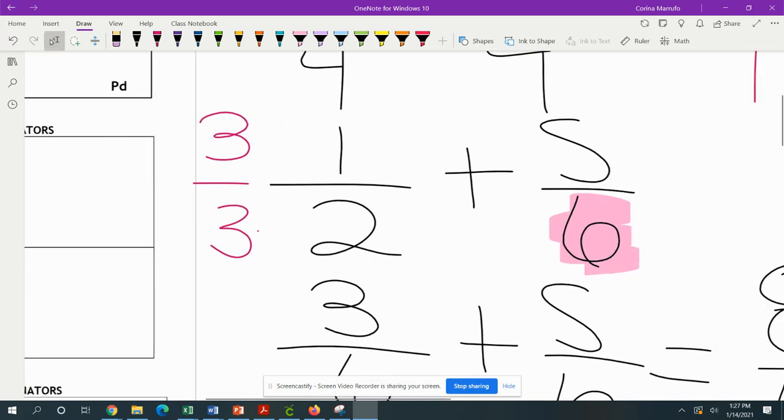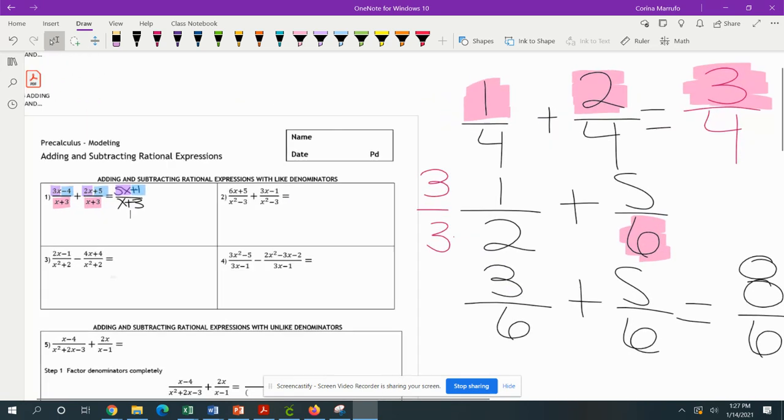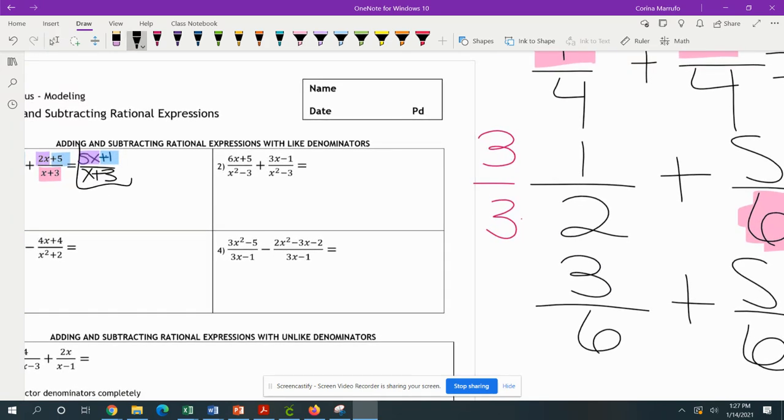Just like over here, when we were adding these, we don't write the 4 twice. We just write the 4 once. That's your common denominator, okay? And that's it. That would be your answer.